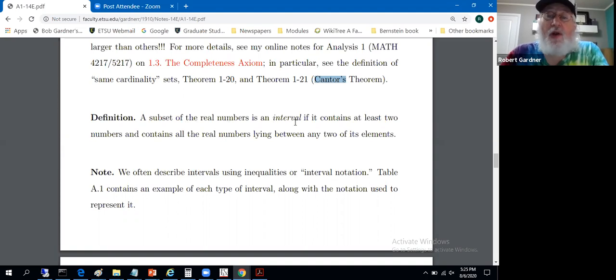Subsets of real numbers are intervals if they contain at least two numbers and contain all real numbers lying between any two elements in that interval. So that's what we're taking as the definition of interval. A single point does not determine an interval; it has to have at least two different numbers in it. And for any two numbers in it, everything in between those two numbers is also in it. That's what an interval is by our definition. We could describe this in terms of the ordering, the less than stuff, a little more symbolically, but this will do.